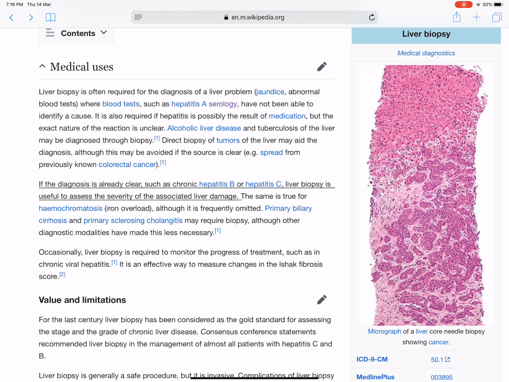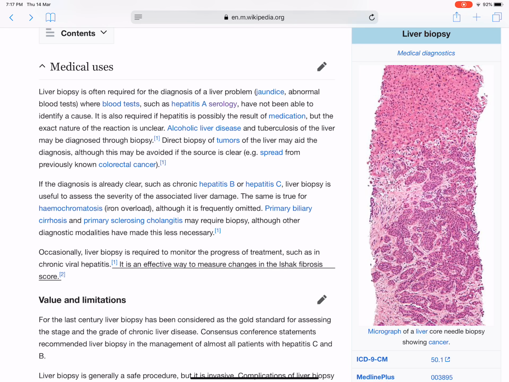If the diagnosis is already clear, such as chronic hepatitis B or hepatitis C, liver biopsy is useful to assess the severity of the associated liver damage. The same is true for hemochromatosis, iron overload, although it is frequently omitted. Primary biliary cirrhosis and primary sclerosing cholangitis may require biopsy, although other diagnostic modalities have made this less necessary. Occasionally, liver biopsy is required to monitor the progress of treatment, such as in chronic viral hepatitis. It is an effective way to measure changes in the Ishak fibrosis score.